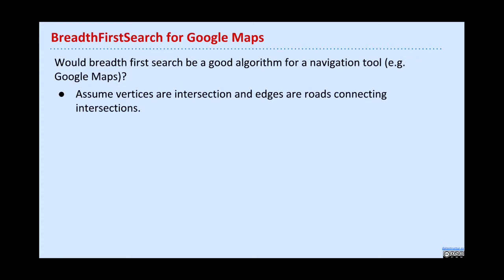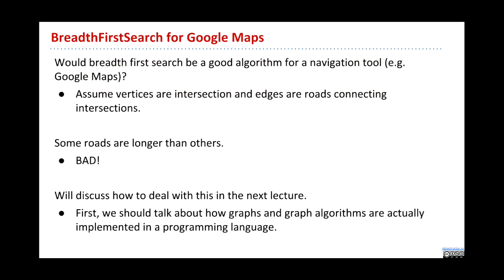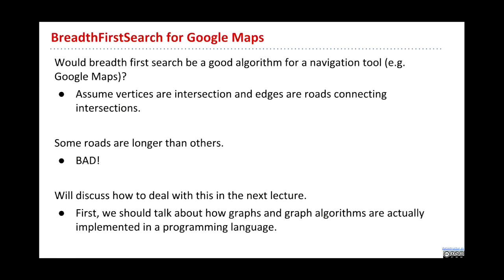What's another? Would it give you a good answer? Always? What feature of the world are we missing here that might be good for driving directions? Yeah, freeways. Not all roads, not all intersections are the same distance apart. So some roads are longer than others between 2 points. We'll talk about how to deal with that on Friday, but I want to talk about some really important stuff first. We want to build graph algorithms, so I want to talk about how you do graphs in a programming language.